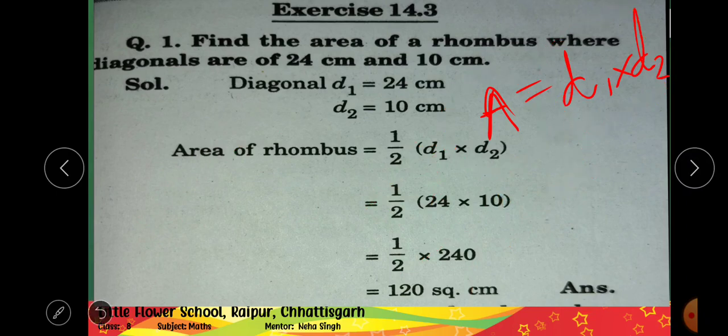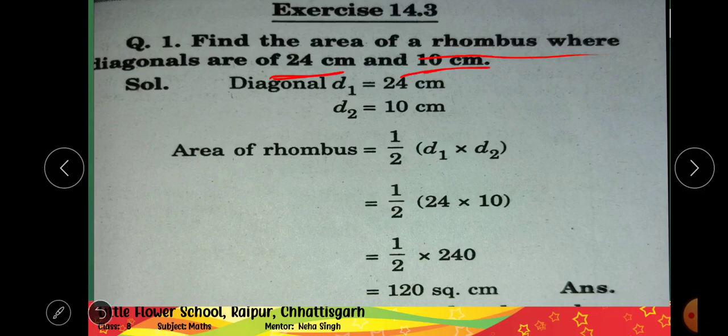So now coming to the first question, find out the area of rhombus where diagonals are 24 and 10. So d1 is given 24 centimeter, d2 is given 10 centimeter. So what will be the area of rhombus? Half d1 into d2, right? d1 is 24, d2 is 10. So here we can write it as half into 24 into 10.